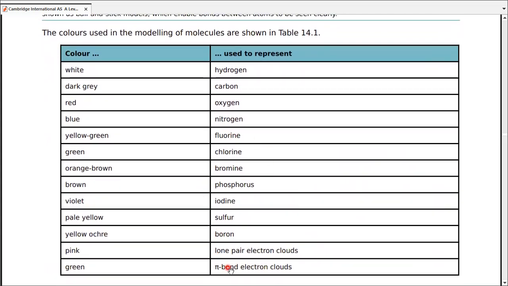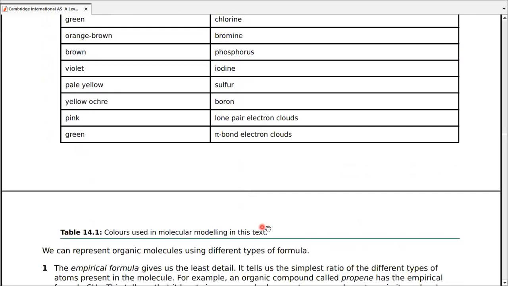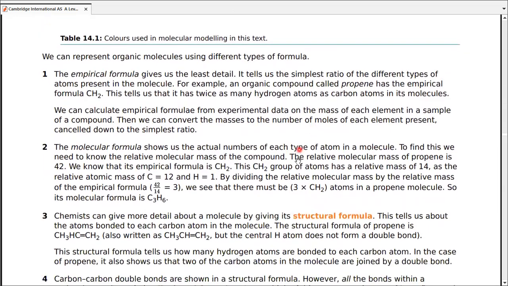There are other things over here, but again, if you don't remember everything, you can always come back and refer to this table. You are not supposed to memorize this table at all. Okay, moving on.